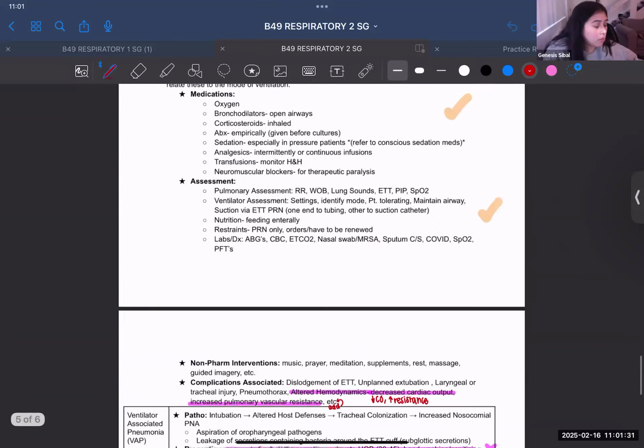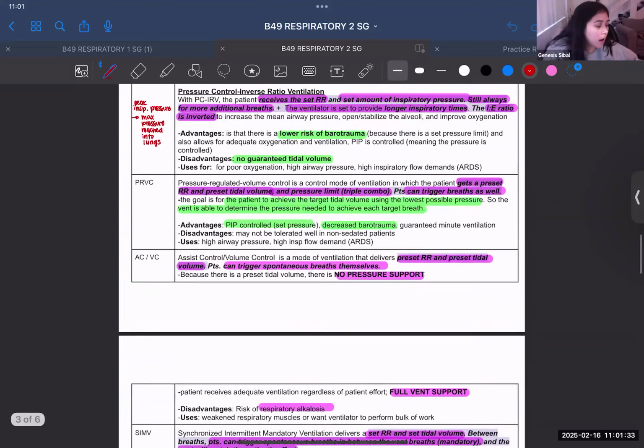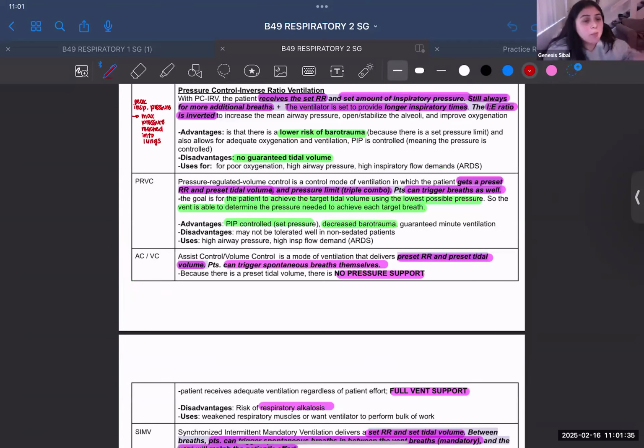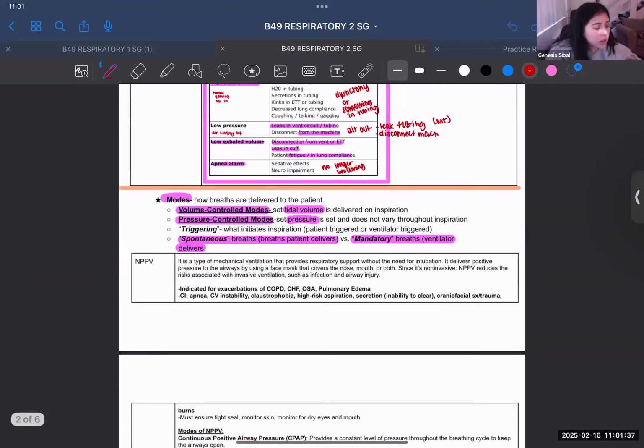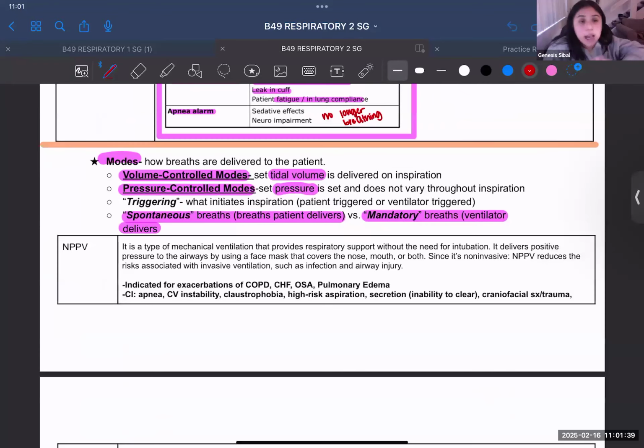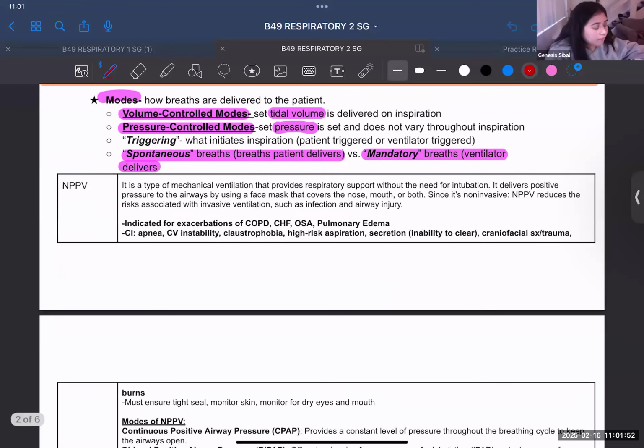She didn't even ask us about ventilator-associated pneumonia, which I kind of expected her to, but she didn't. And she didn't ask us about modes. She asked us more about how to change the settings, so just that chart. She asked us about the indicators for when to intubate somebody, so those values down there. But she did not ask us about modes, so don't overthink it.